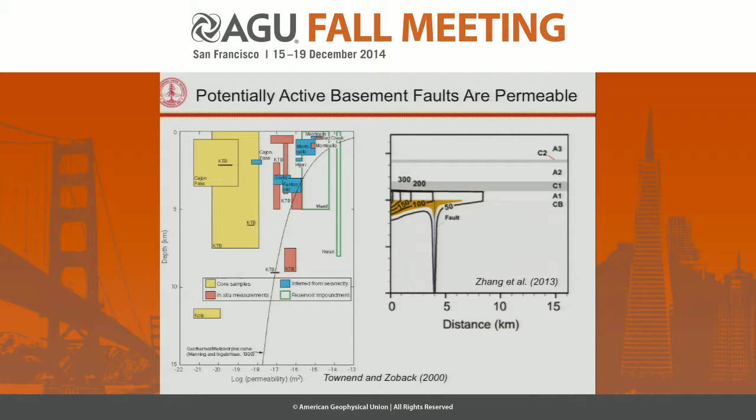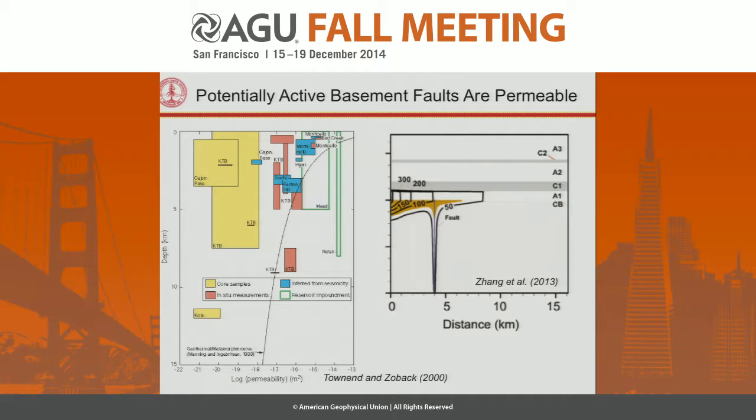So John Townend and I compiled these data. What we're showing is permeability on the x-axis, corresponding depth from deep wells. Yellow corresponds to matrix permeability, and the colors are the rates at which earthquakes are diffusing and other indications of bulk permeability. So the bulk permeability tends to be on the order of about a millidarcy, about 3 to 4 orders of magnitude higher than the matrix permeability of these crystalline rocks.